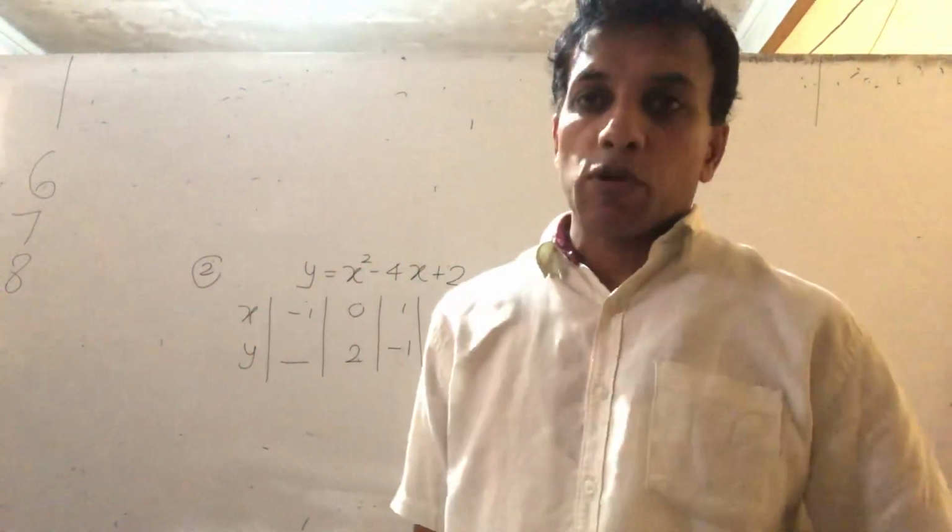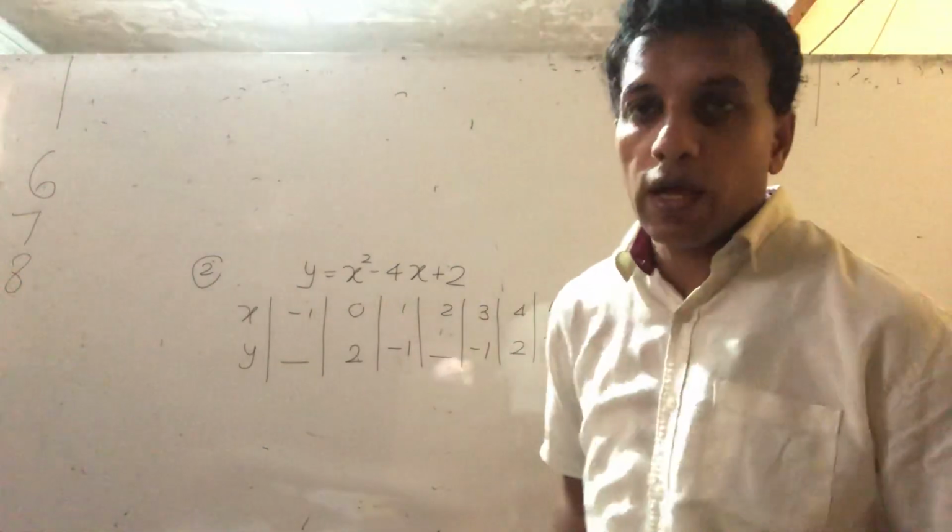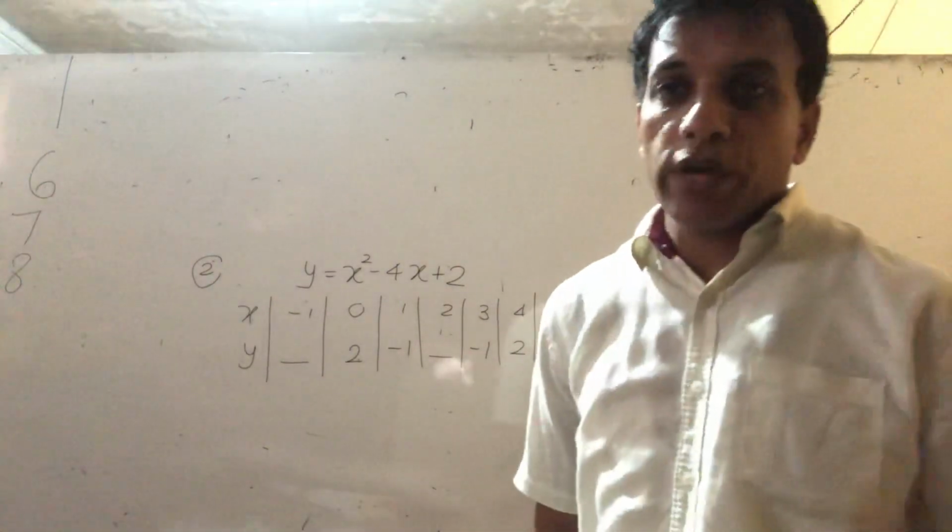Next we'll see problem number 2. This is the equation y equals x squared minus 4x plus 2.